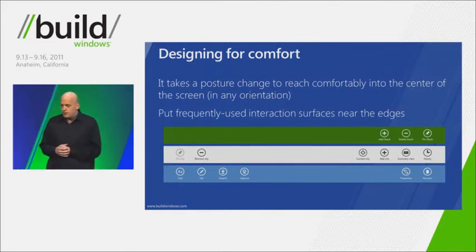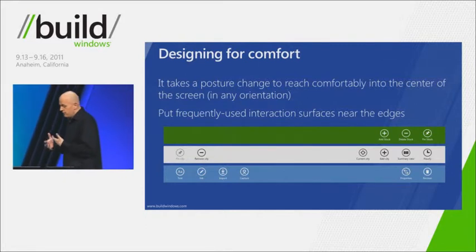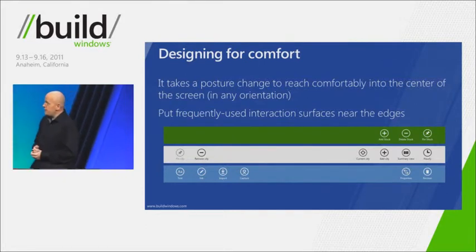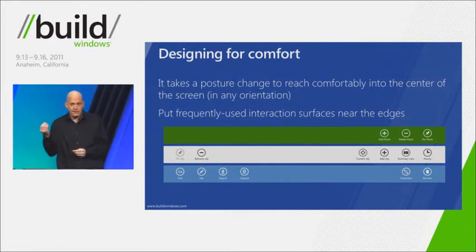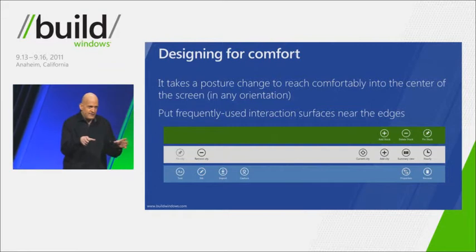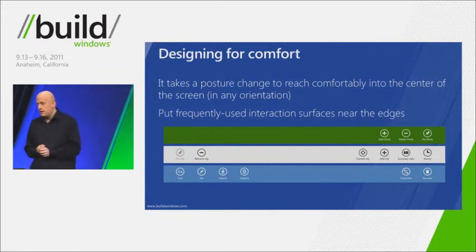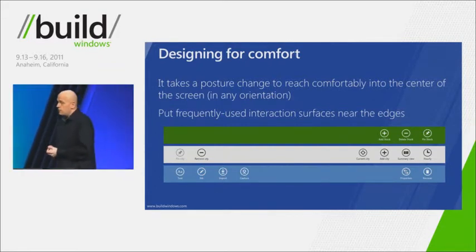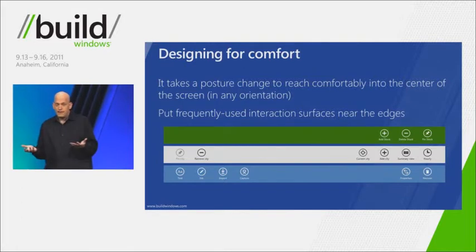And so there's a couple of aspects of this. The first one is that as you use our apps, you're going to see that we've taken app bar buttons and we've put them along the sides. Not centered in the middle, as you might think, but actually there, so you can hit them with your fingers without having to reach way in. You also saw this morning the split keyboard that Stephen showed, that also positions the keys near the sides.